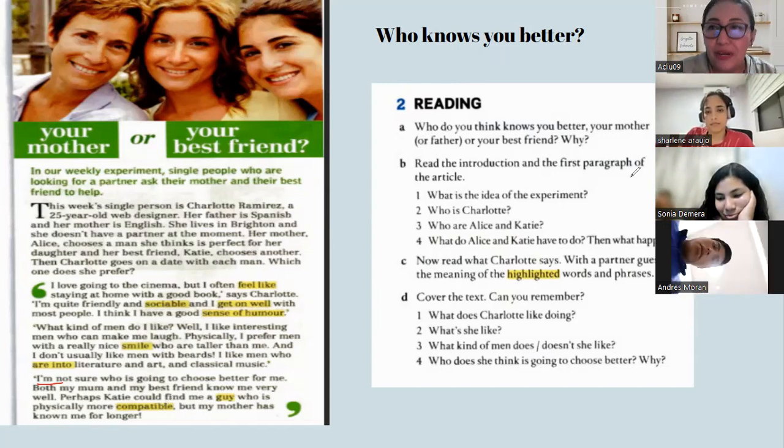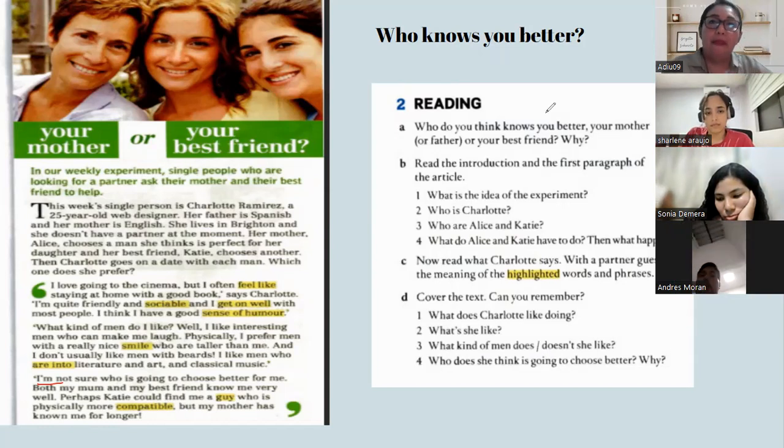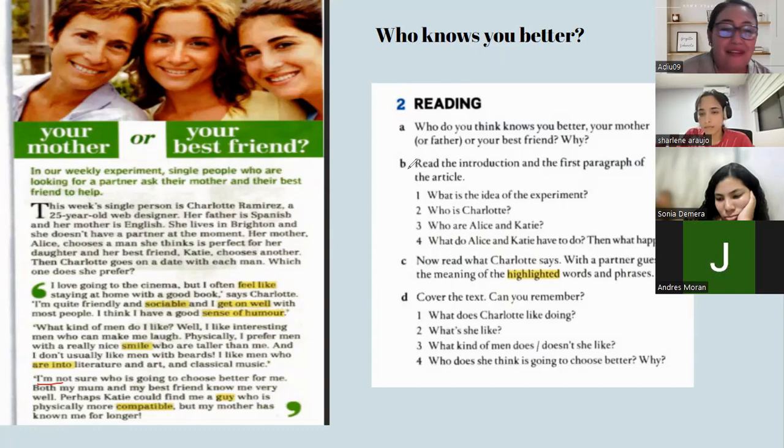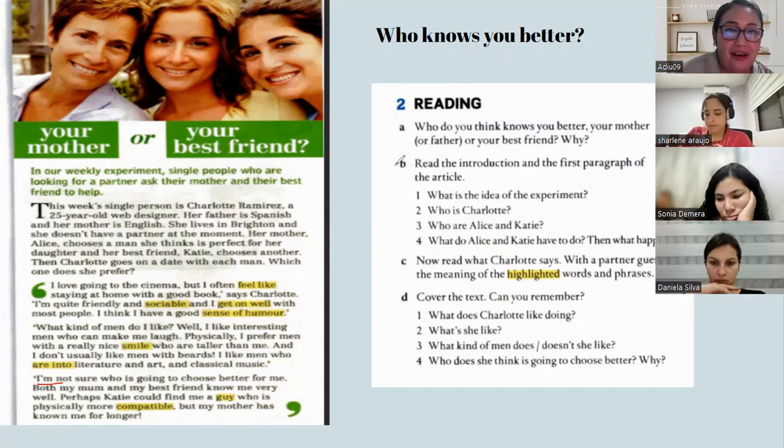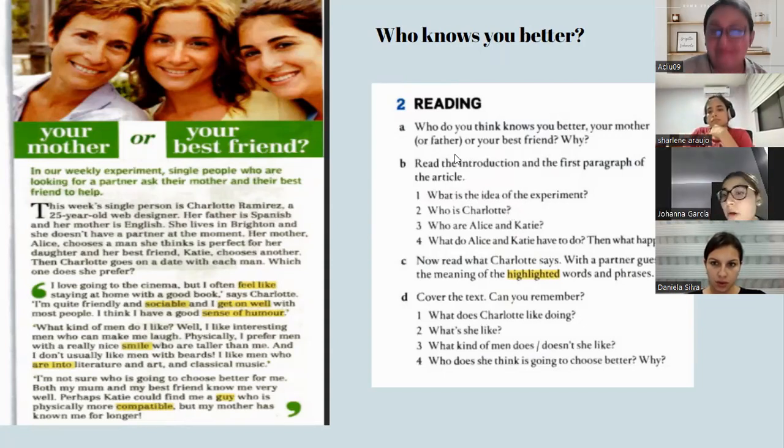So we have some questions about this. According to the article, according to these different statements we have been reading, what do you think about this? What is the idea of the experiment? What do they want to test in this experiment? Who knows her better, her mom or her best friend? Right, good, excellent, Johanna. Who is Charlotte?